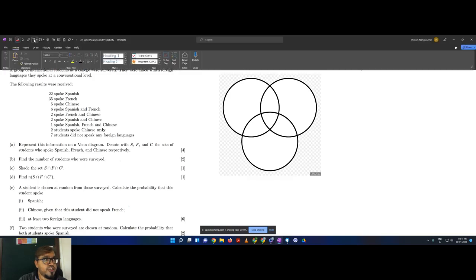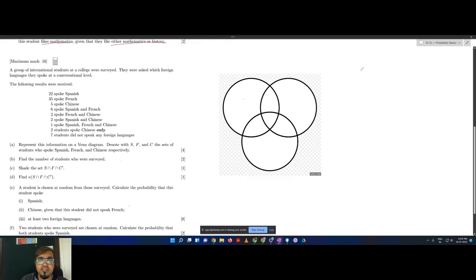22 spoke Spanish. So let's call this set S, those who spoke Spanish, and that turns out to be 22. 35 spoke French. Let's call this set F. And 5 spoke Chinese. So set C, Chinese, 5 spoke Chinese. 6 spoke Spanish and French. Okay, Spanish and French is this area.